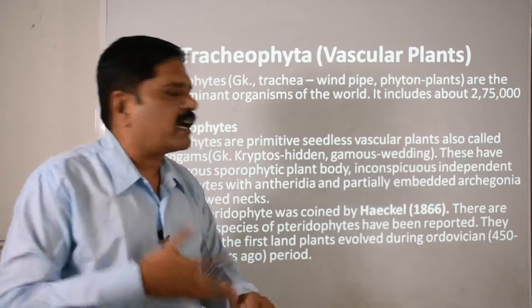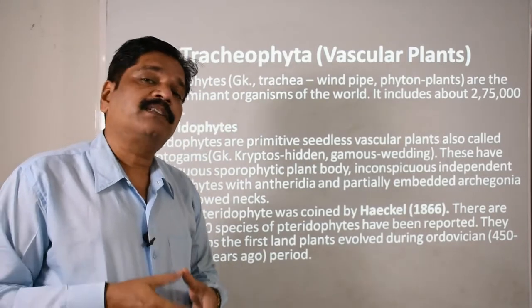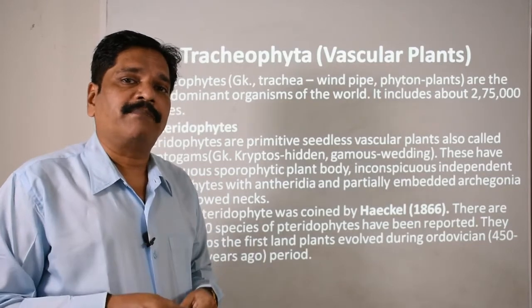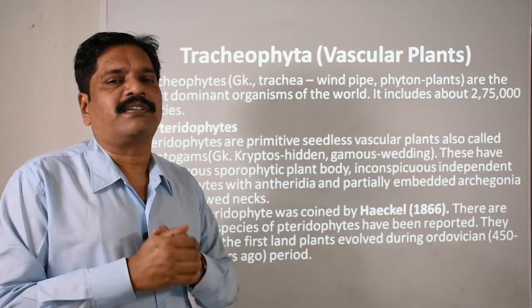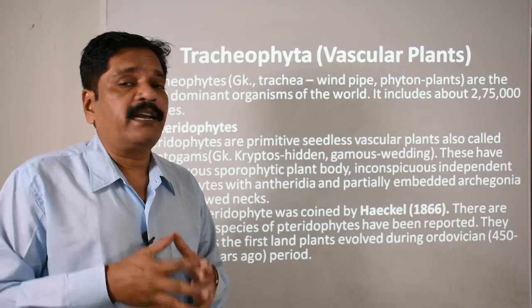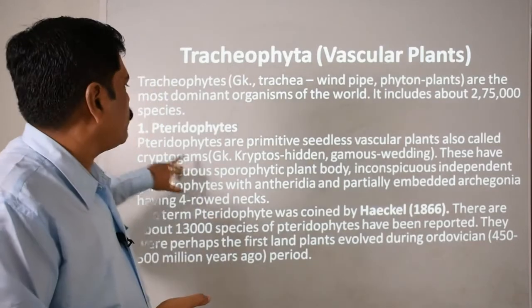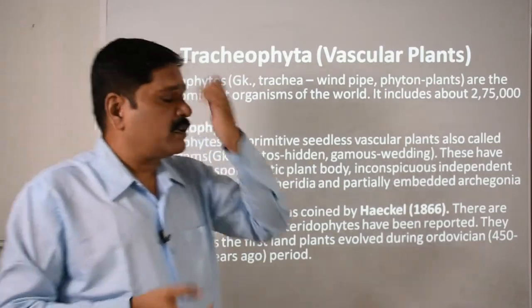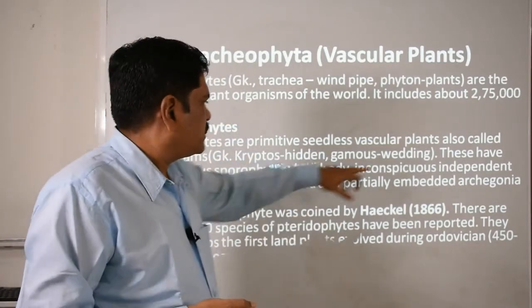Crypto means hidden and gamus means wedding, clear. That means the process of fusion of gametes is performed in the hidden part of the prothallus or the thallus. Hidden means they are not exposed. So that's why it is called the cryptogams, clear. Remember, these Pteridophytes are also termed as the cryptogams.